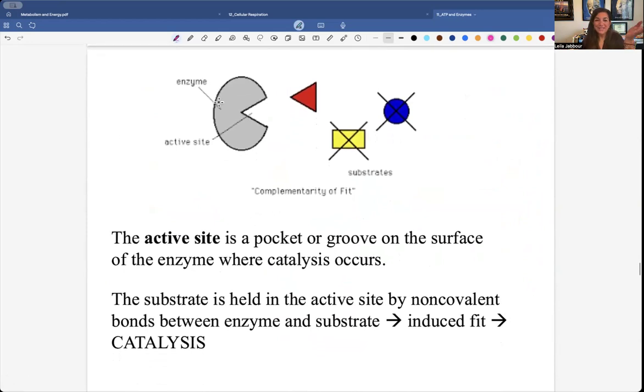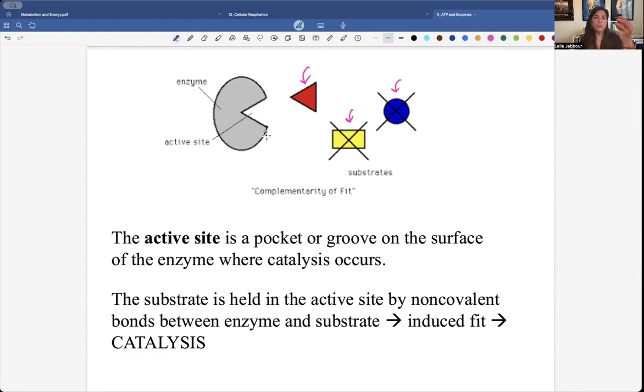So the active site is that pocket or groove on the surface of the enzyme where the catalysis is going to take place, and it's very specific to the reactants. So not all substrates are going to fit in there.